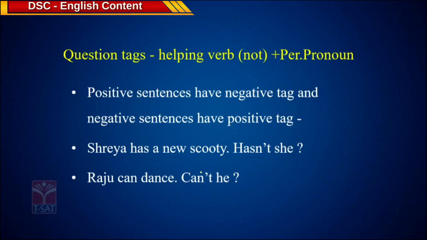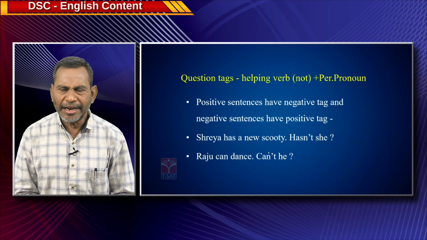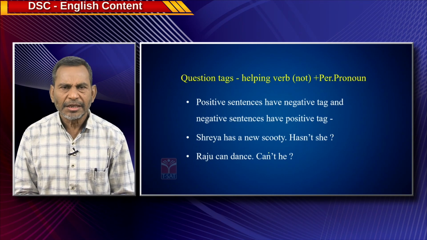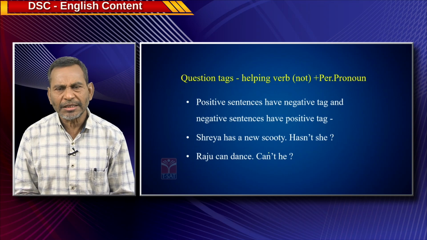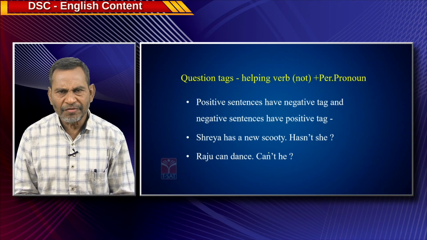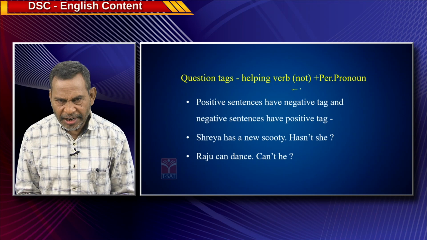For tag questions, one simple formula that I would like to give you is: helping verb plus not, as an optional, plus personal pronoun. This is a simple logic, and any sentence that they give in the examination falls in this equation. Not is optional. If the sentence is positive, then we will take not, and if the sentence is negative, we will drop the not. That's why I kept it as optional.